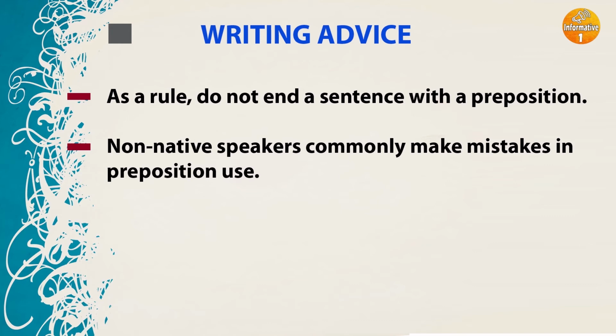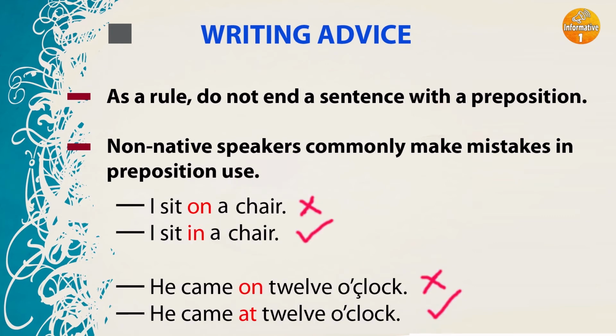Advice about prepositions. It's very important to know that prepositions are not easy to understand, especially for those people whose native language is other than English. And that's because many prepositions in different languages are not exactly the same in English. So, for instance, in Urdu or in any other language, I would say I sit on a chair. But in English, we don't say that. I would say I sit in a chair. Or in many languages, it would be said, he came on 12 o'clock. But this is wrong in English.